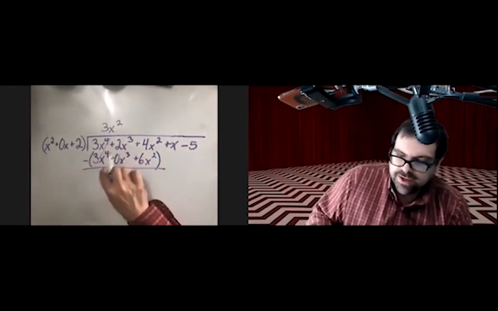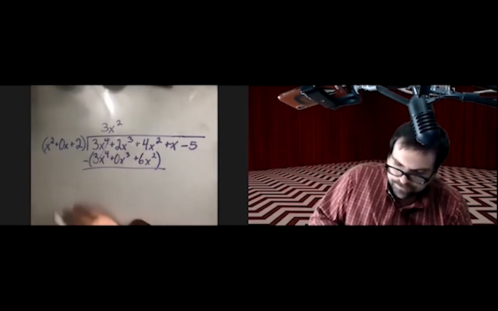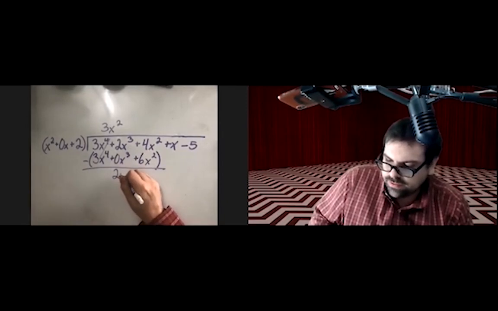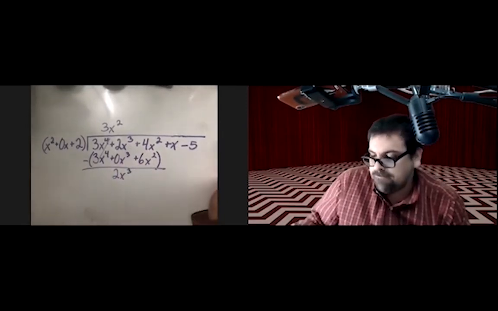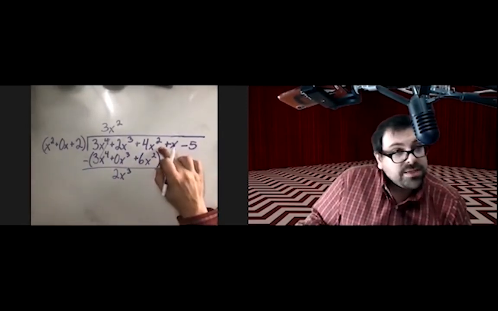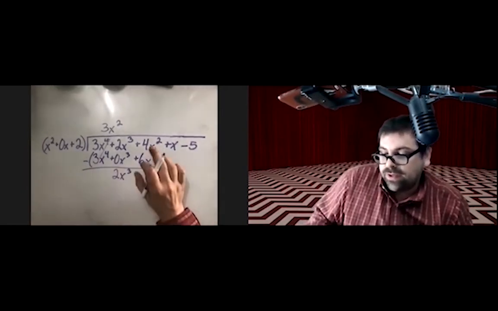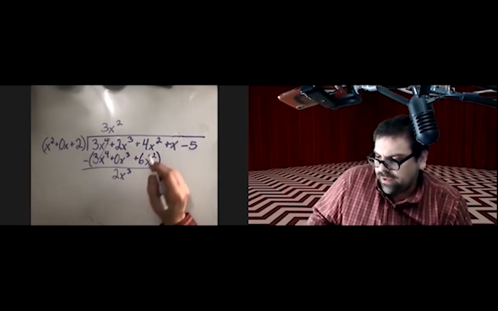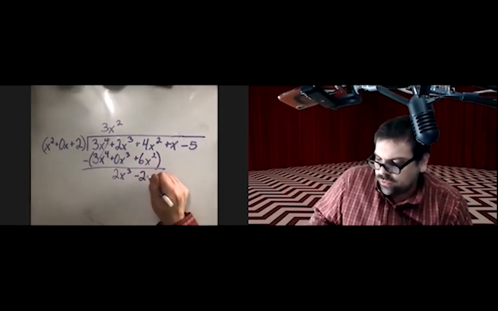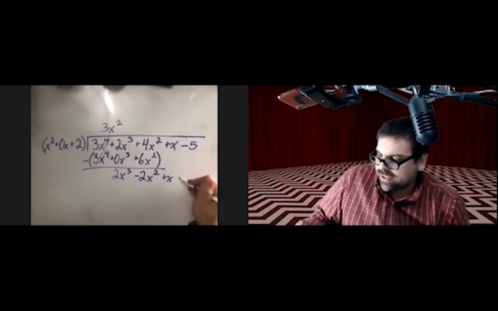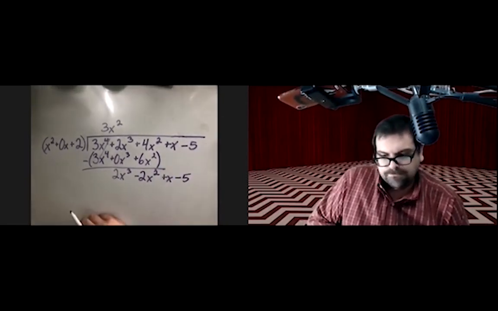3x to the 4th minus itself. Bye-bye. 2x cubed minus 0x cubed. That's just positive 2x cubed. Positive 4x squared minus positive 6x squared is 4 minus 6 of them. That's negative 2 of the x squareds. Bring down the plus x minus 5.